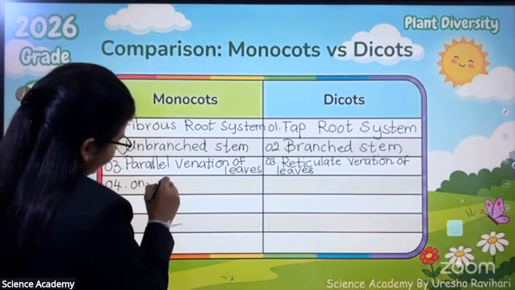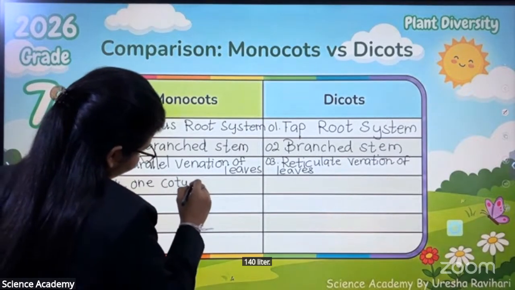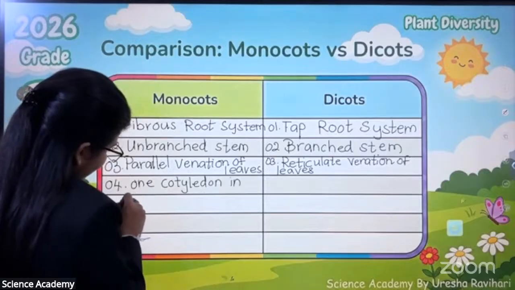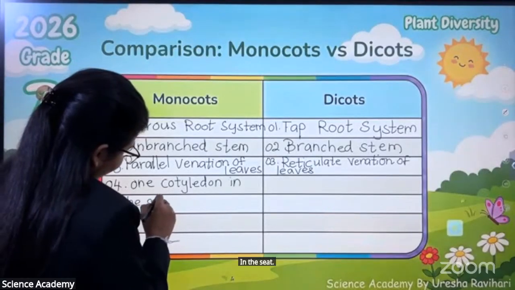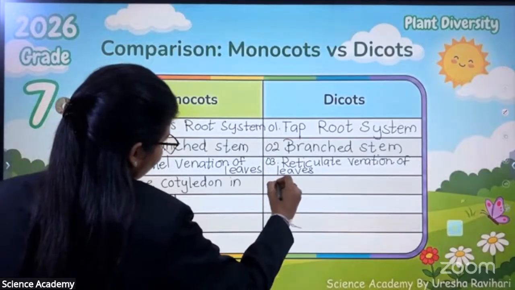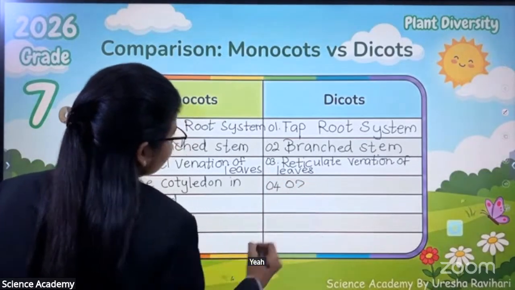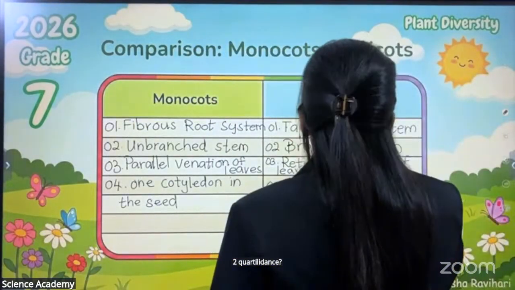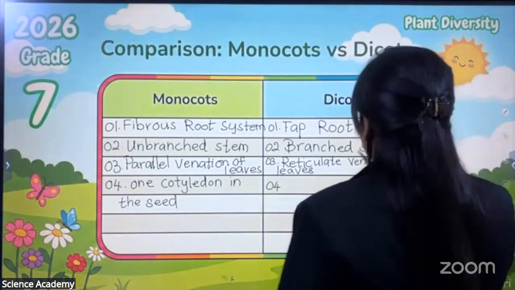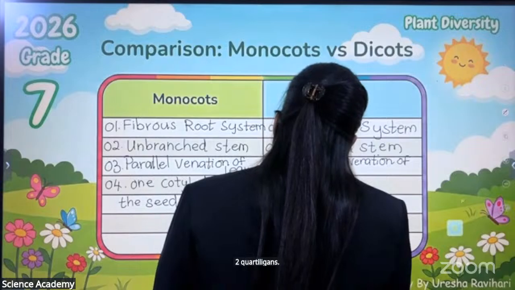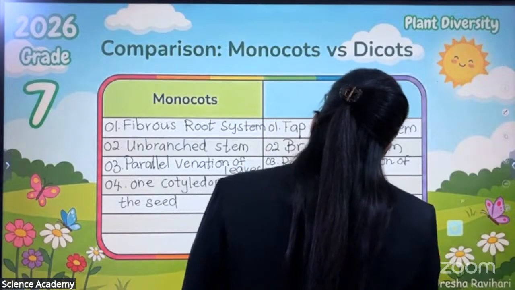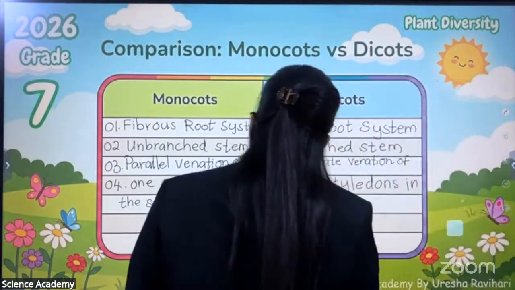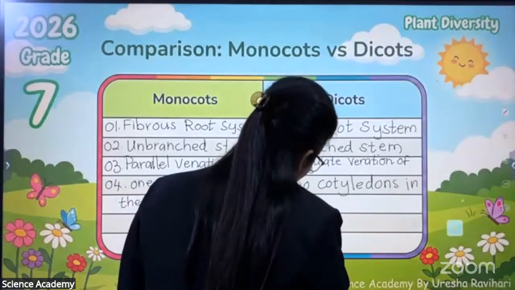Monocots have one cotyledon in the seed. Dicots have two cotyledons in the seed.